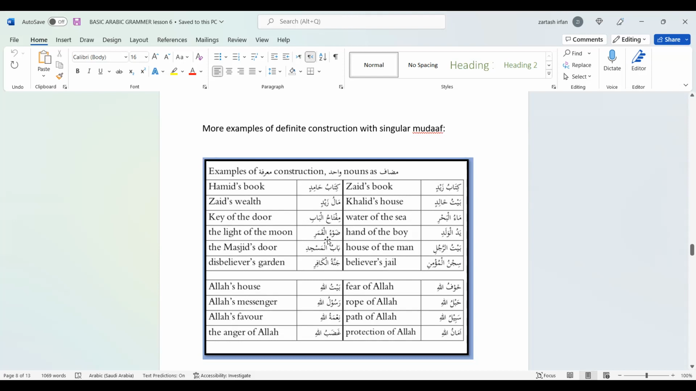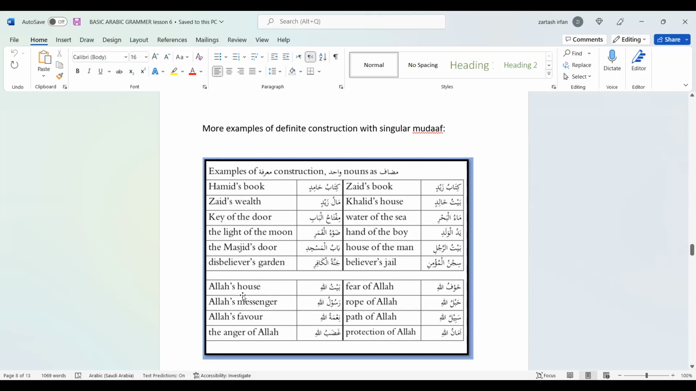Daw'ul Qamari, the light of the moon, or the moon's light. Look here: no al, no tanween on the mudaf, and the mudaf ilayhi has a kasra. The masjid's door, or the door of the masjid: Babul Masjidi. No al, no tanween on the mudaf, the first part of the idafa construction, and again the mudaf ilayhi is in the state of jar.